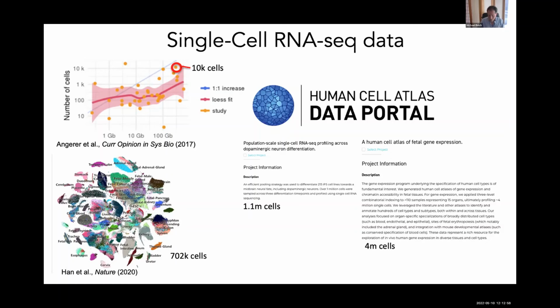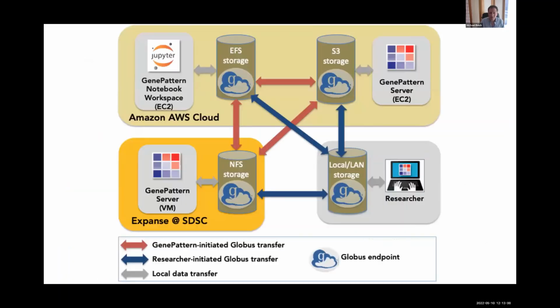The architecture of the resulting system is illustrated here. In the Amazon cloud, we host both our notebook workspace, which is a JupyterHub instance, and our GenePattern server on EC2 reserved instances. And we also have a GenePattern server running at the San Diego Supercomputer Center that launches jobs on the Expanse supercomputer cluster. We deployed a Globus endpoint local to all of these resources. And what we're seeing here is the original vision.